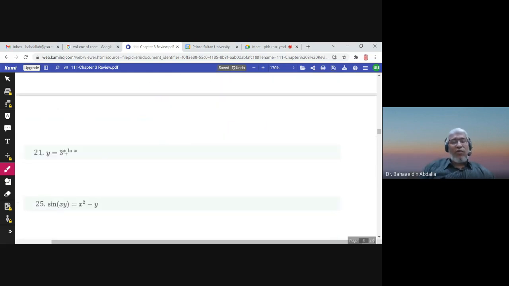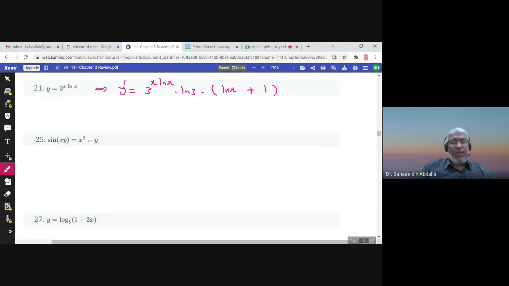Well, the derivative of b to the power u is b to the power u times ln b times the derivative of u, which is x ln x. This is a product. Derivative of x is 1 times ln x plus x times the derivative of ln x, which is 1 over x. So x times 1 over x is just 1. So that's the answer.